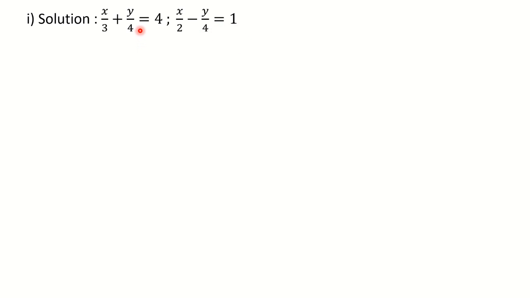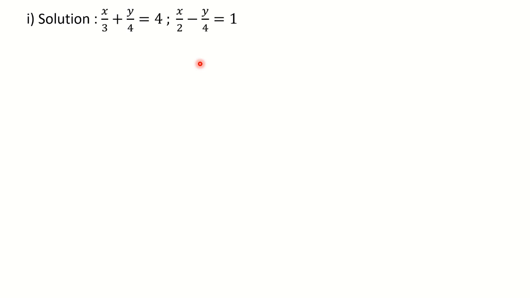Here, first of all, what you have to observe is that the fractions are there and we don't want the fractions. We have to remove them. We have to eliminate the fractions here. We don't want denominators. So here we have to multiply both the equations by a particular number.